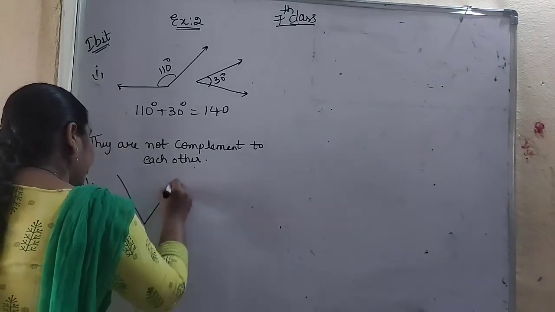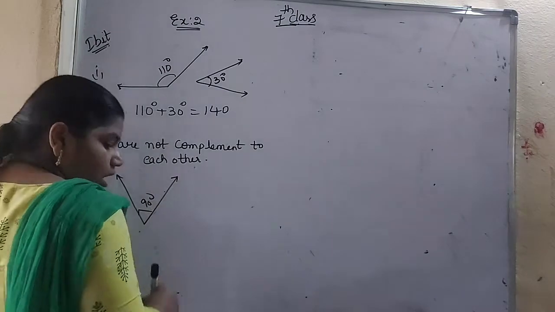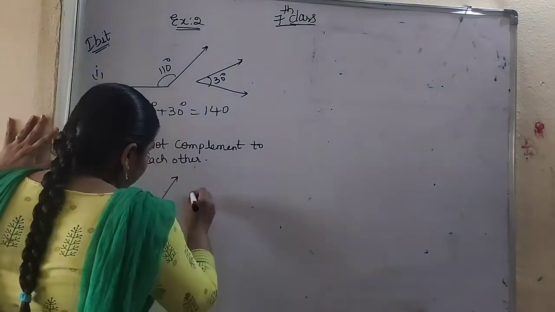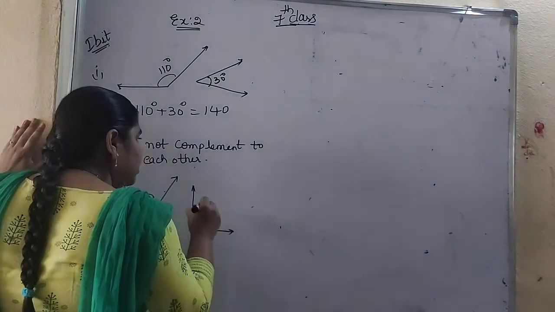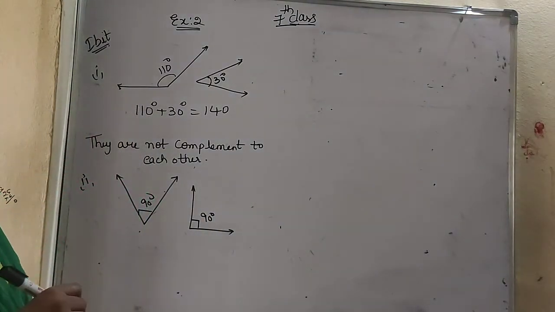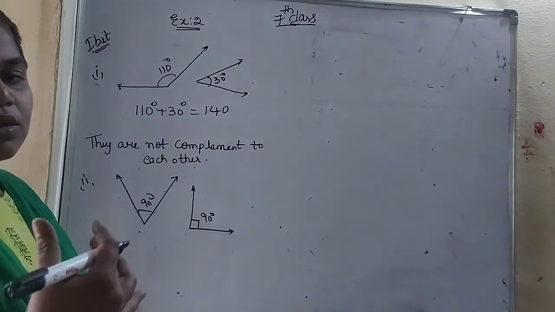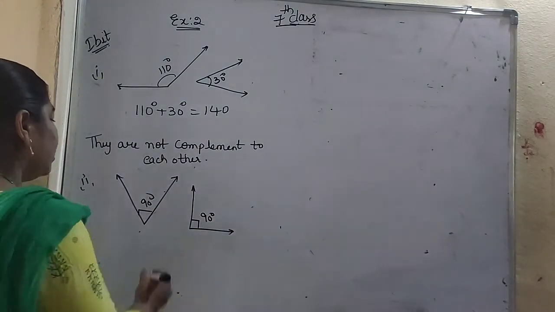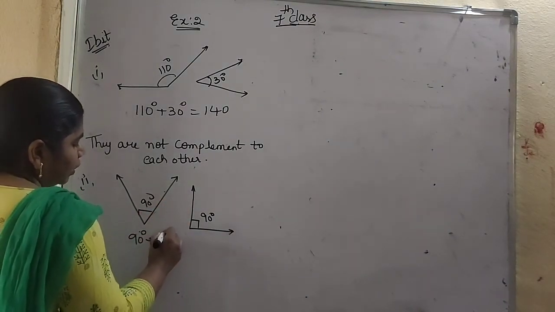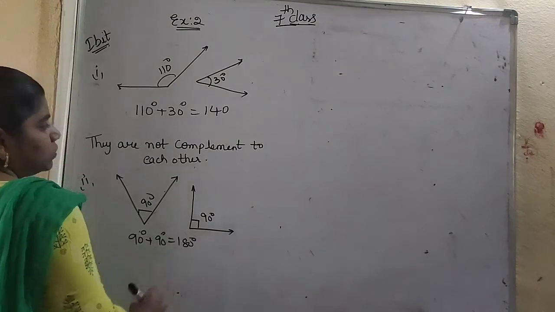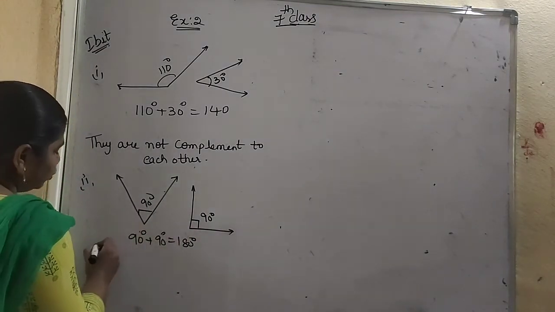One figure is given as 90, and this other figure is also 90. Whether these two are complement to each other or not, we have to check. Complement is the sum of two angles should be equal to 90. If you add these two angles, 90 plus 90 is equal to 180, so they are not complement to each other.